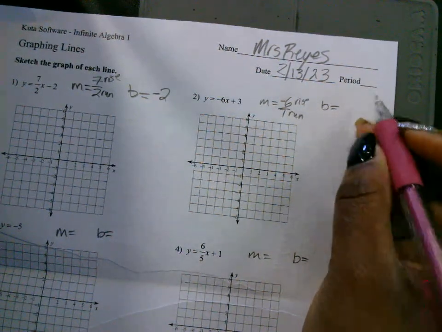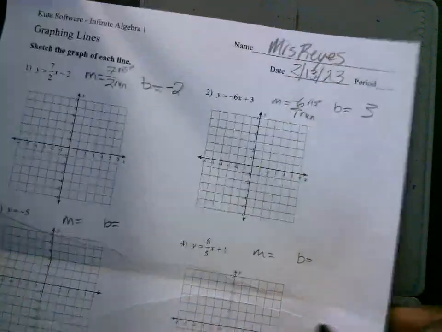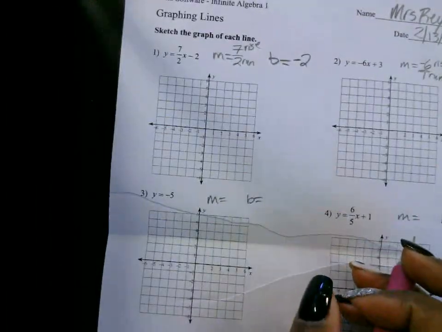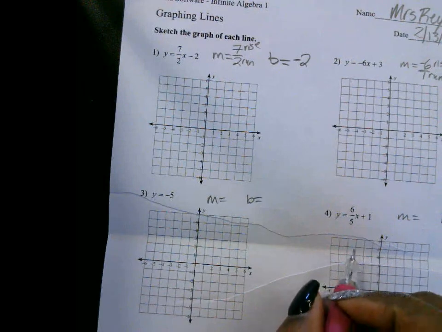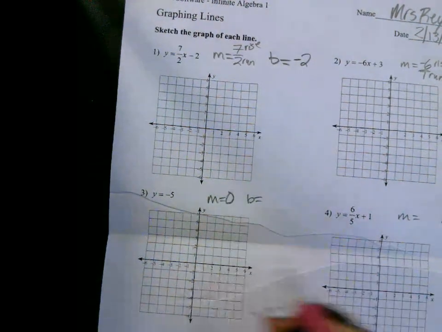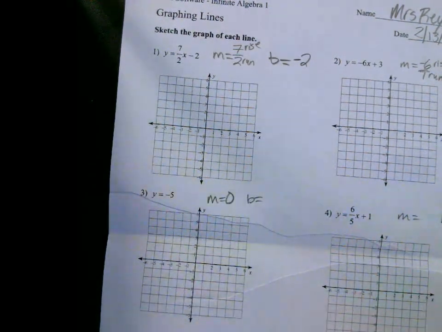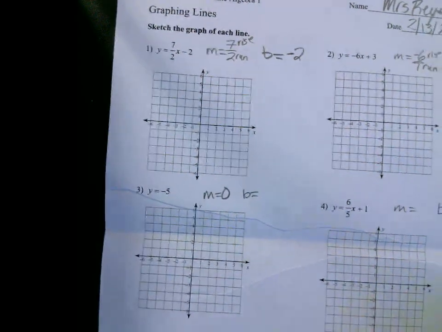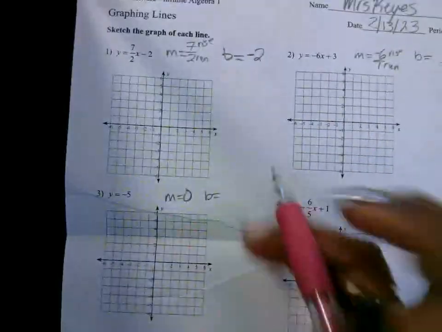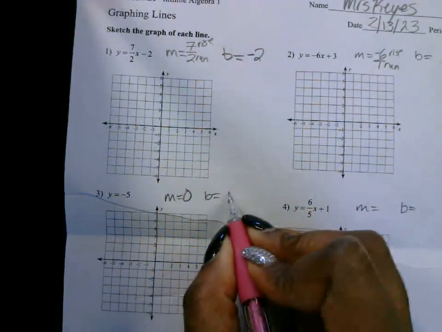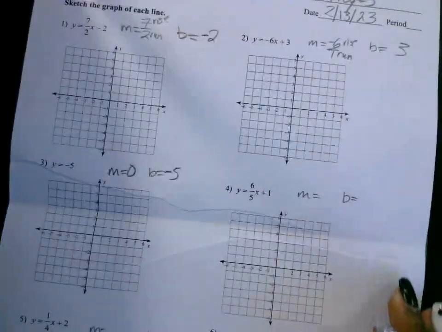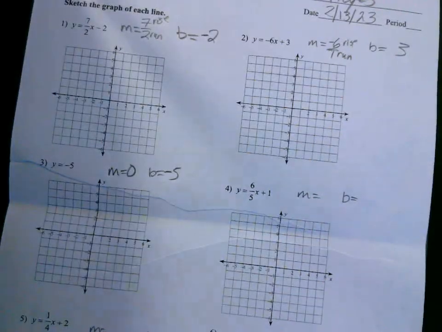What's B? 3. Okay, what's your M for number 3, Haley? 0. It's 0 because the line is going to go through the y-axis. It's going to be a flat line. Okay, this is going to be a horizontal line. And what's your B, Haley? -5. Okay, it's going to go through the y-axis at -5.